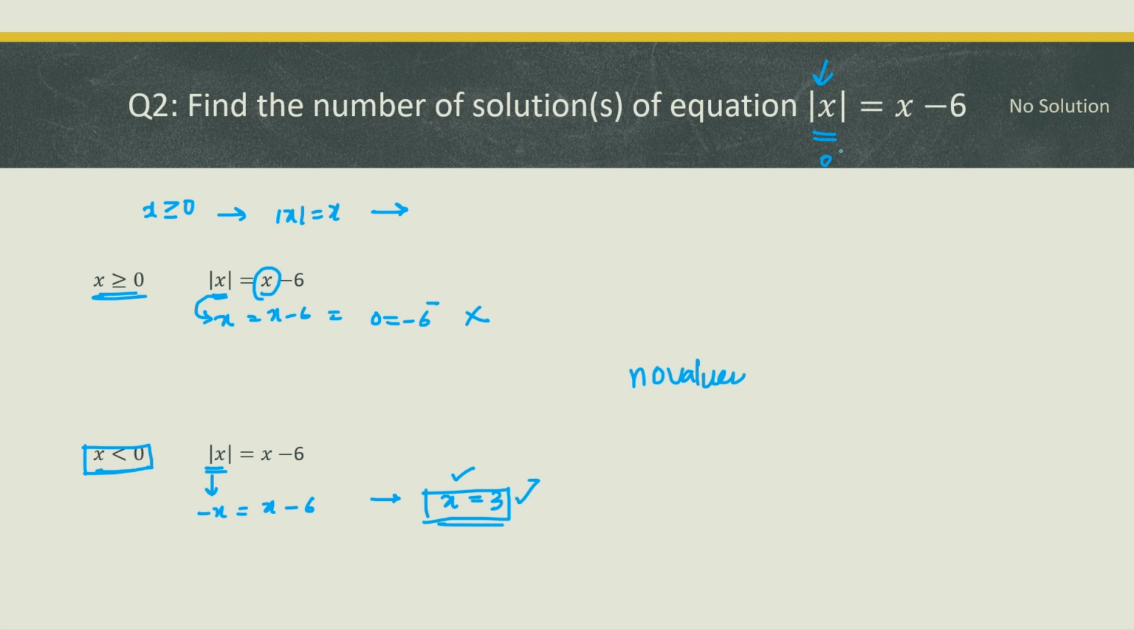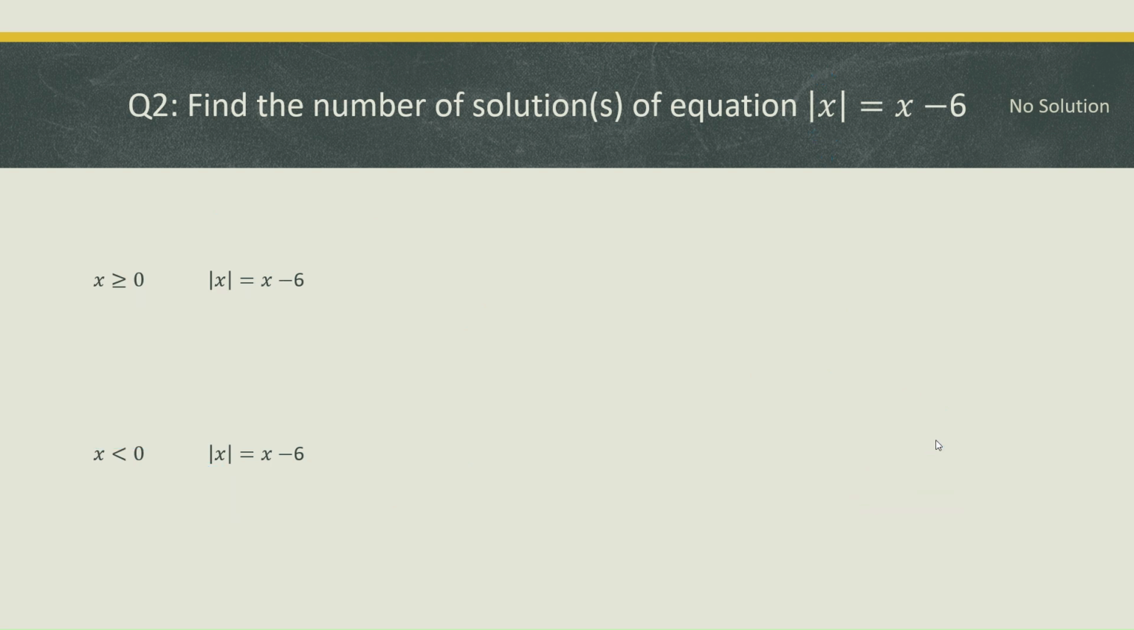You can check this by taking an example also. Let's say x is minus 5. So modulus of minus 5 is 5, and 5 equal to minus 5 minus 6 is not possible. And you can take 0 also: modulus of 0 is 0, and 0 equal to 0 minus 6, not possible. And x equal to plus 5, modulus of plus 5 is 5, equal to 5 minus 6, again not possible. So you see no values of x satisfy the equation.